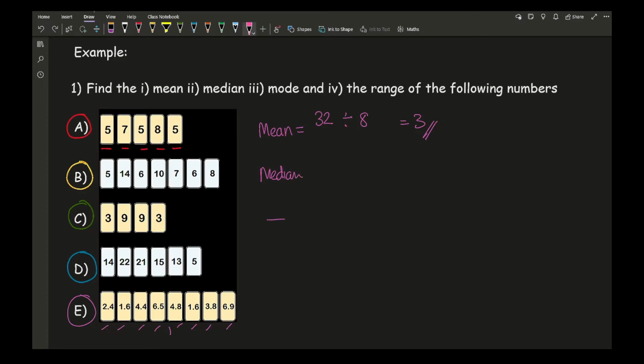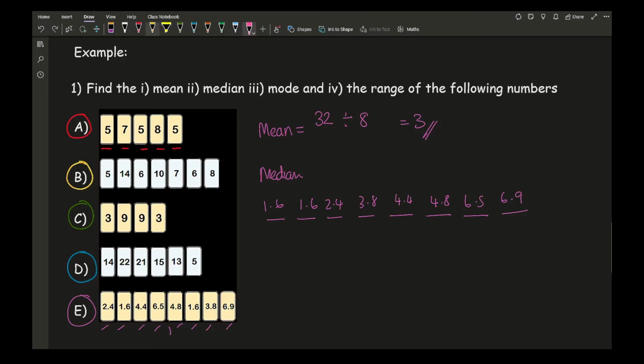So again, I'm going to have my 8 dashes. So 1, 2, 3, 4, 5, 6, 7, 8, which is fine. Need one more. There we go. And then we're just going to take our time and go through. So I've got 1.6, 1.6, 2.4, 3.8, 4.4, 4.8, 6.5 and 6.9.